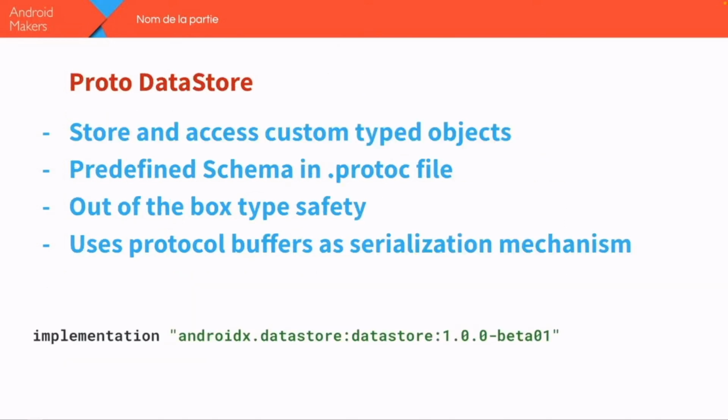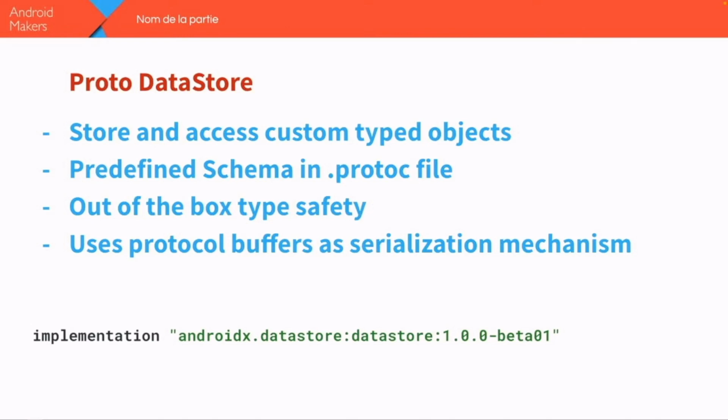Now let's talk about Proto DataStore. Instead of key value pairs, if we wish to store custom typed objects, that's where Proto DataStore comes into the picture. It provides the ability to persist custom data typed objects with protocol buffers with a predefined schema. Because of the schema, it provides out-of-the-box type safety.